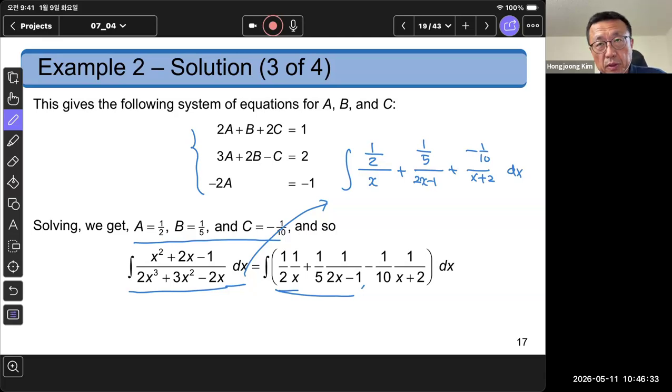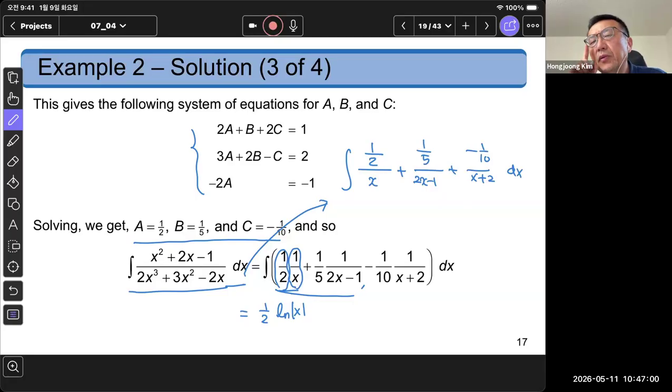We need to integrate this. Now, we can do this term by term, right? Because 1/2 is just a constant. Now, what do I get if I integrate 1 over x? You get ln x. That's what you get when you integrate 1 over x. So you need to multiply by 1/2.